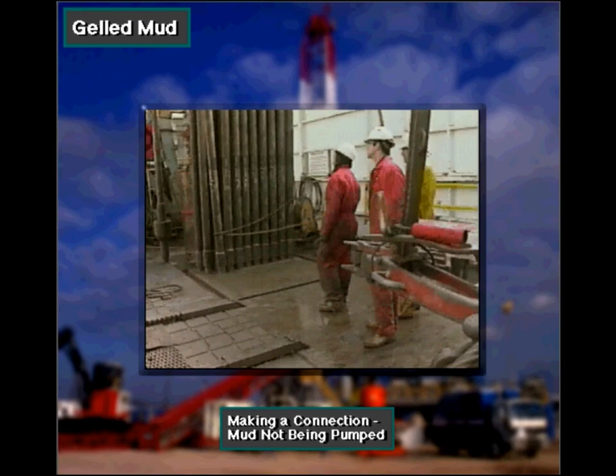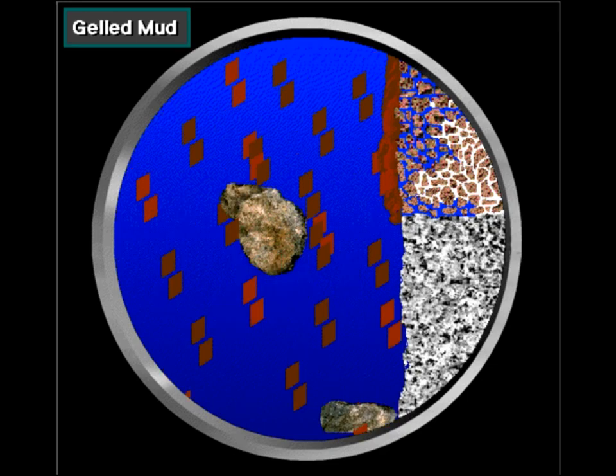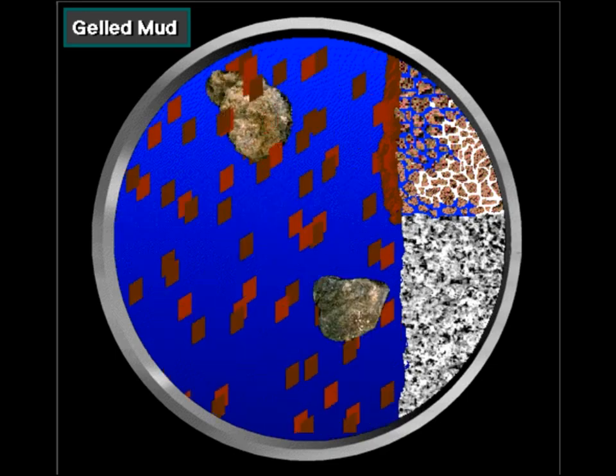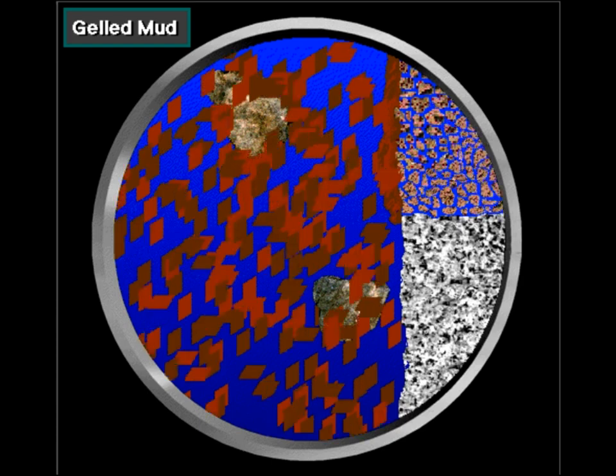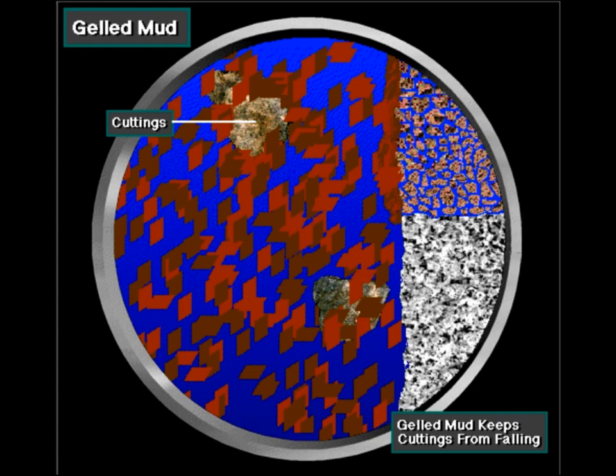When drilling stops, say to let the crew make a connection, add a joint of drill pipe to the string, the driller normally stops pumping mud. When pumping stops, the mud stops moving. At rest, mud gels, that is, it becomes a semi-solid like gelatin. Gelled mud suspends the cuttings. Gelling keeps the cuttings from falling downhole and piling up around the bit.